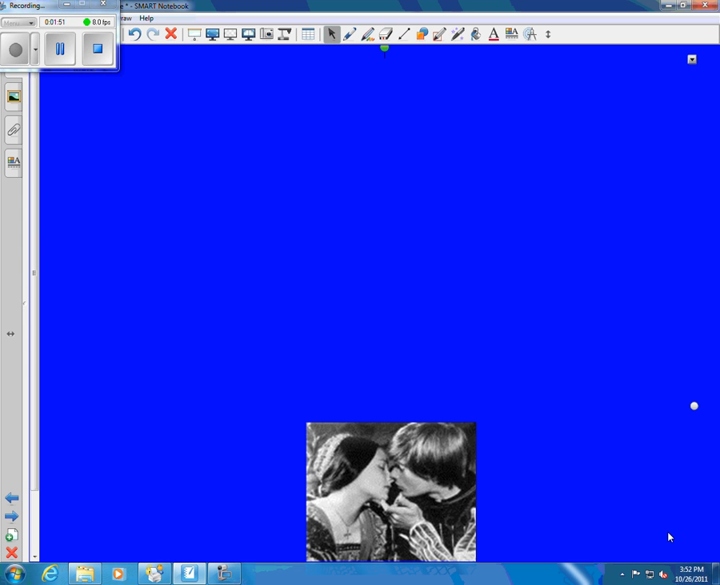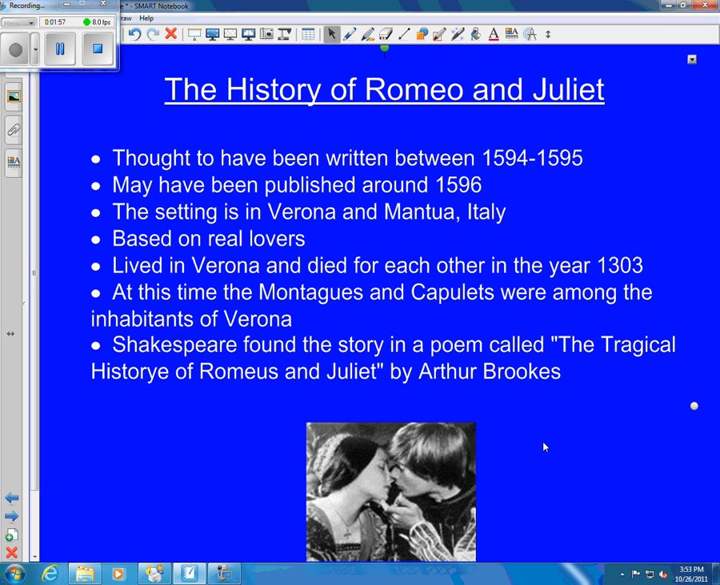Next comes Romeo and Juliet's history. Shakespeare actually got his idea for Romeo and Juliet from a poem he read by Arthur Brooke called The Tragical History of Romeo and Juliet. It is based on real lovers who lived in Verona, Italy, who died for each other in 1303. At that time, the Capulets and Montagues were among those that really lived in Verona.